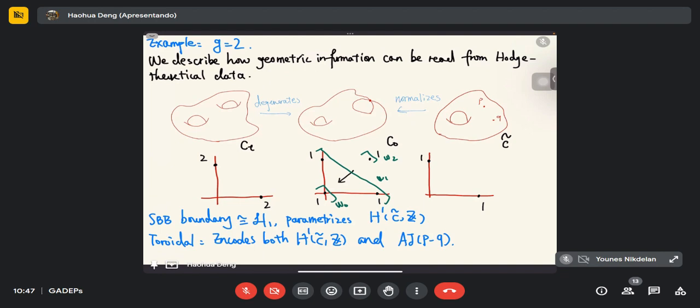However, if you move to the Mumford toroidal compactification, on the toroidal boundary components we should read not only the first cohomology group of this normalized curve, but also the extension data that tells you the image of the Abel-Jacobi map, the image of this divisor P minus Q on this C tilde under the Abel-Jacobi map. Okay, so you can read more information from the toroidal boundary components than only from the SBB.